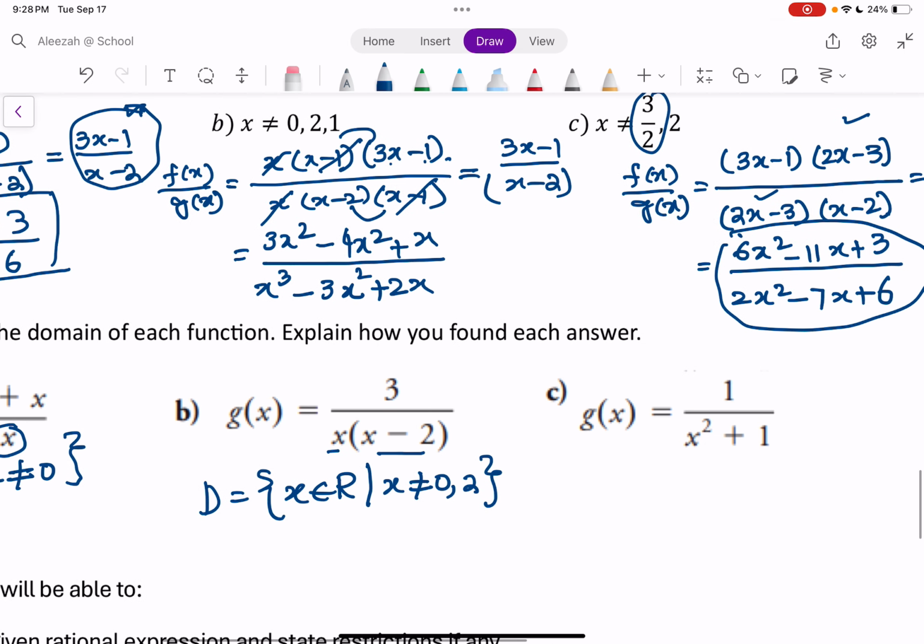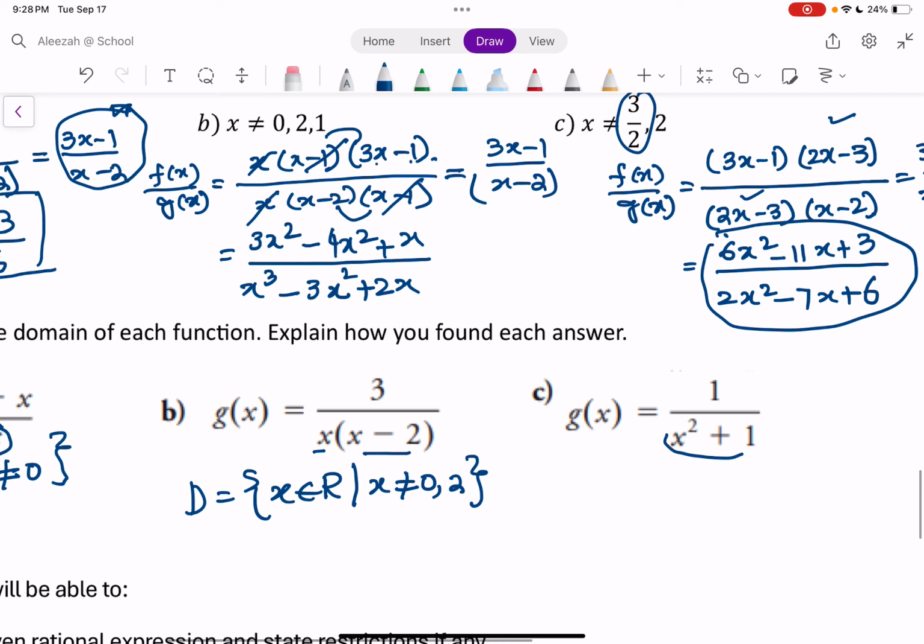For the last one, okay, now look at that. Here, can you tell me what makes that 0? X is a x squared. So if I take x as any number, negative or positive, I can't get 0. For example, if I take x as -1, then x squared plus 1 will be -1 squared plus 1. So my answer will be 1 plus 1, that is 2.